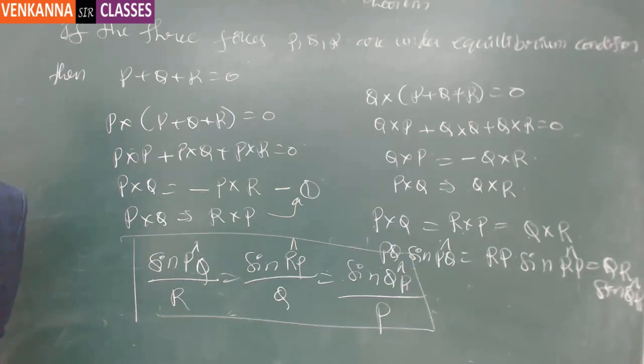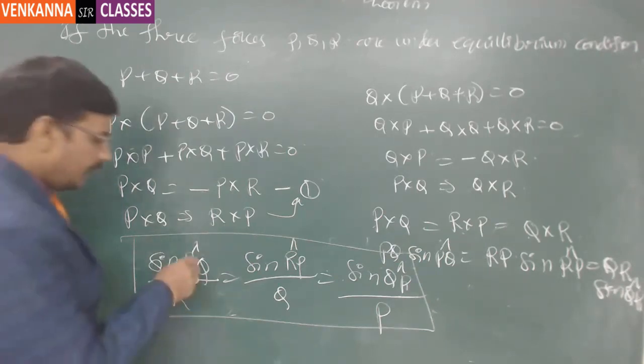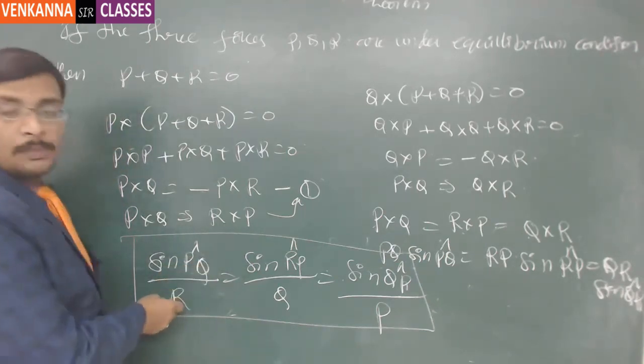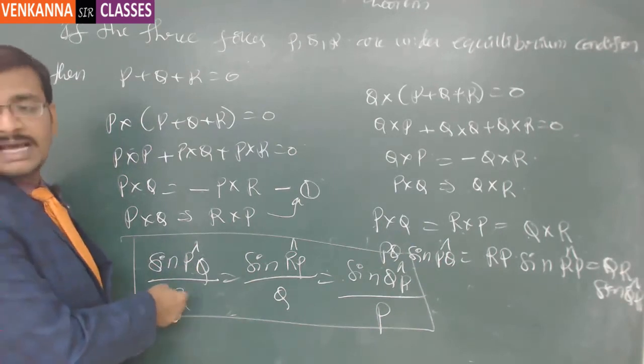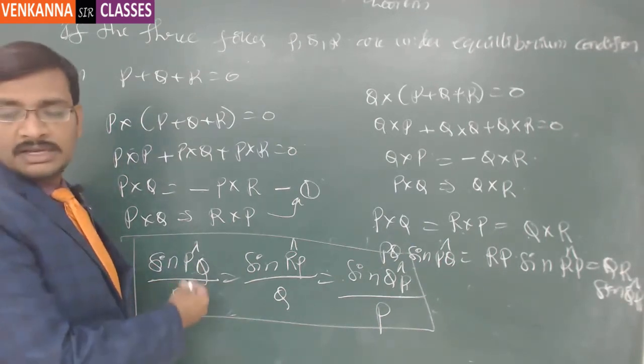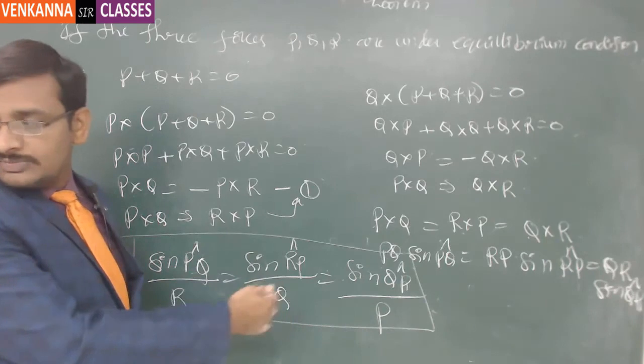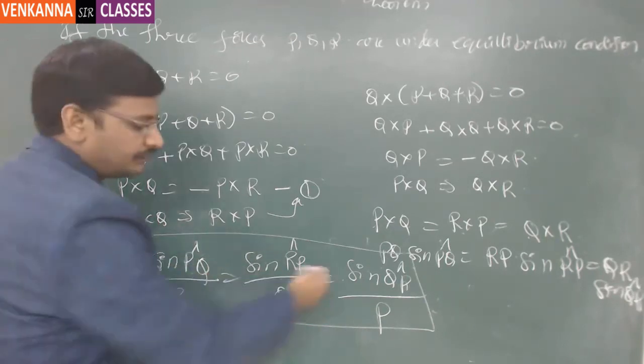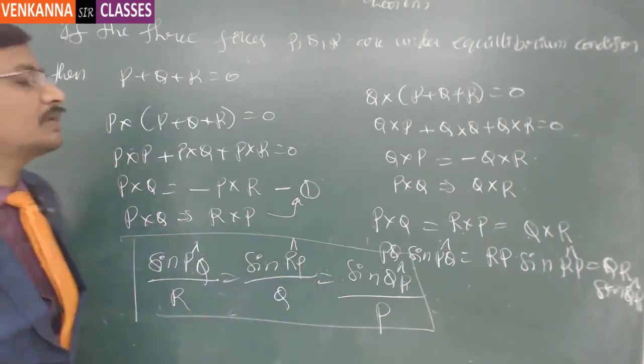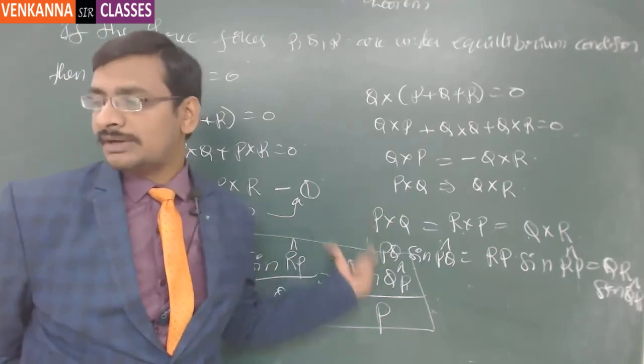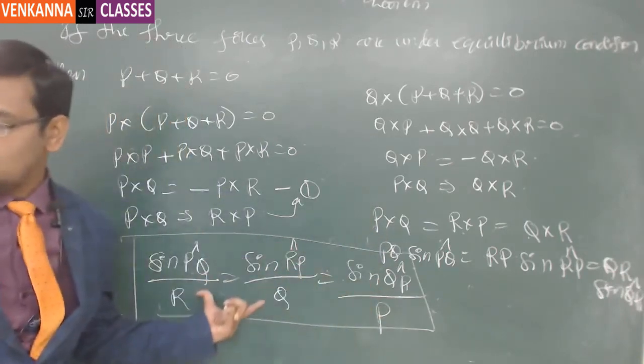Understood? So whatever angle you take, the opposite one will come in the denominator. It is as if like the sine rule. So A by sine A is equal to B by sine B is equal to C by sine C. That's exactly what we have done here, right? Lami's theorem is actually the sine rule applied to the triangle, so it's more or less the same.